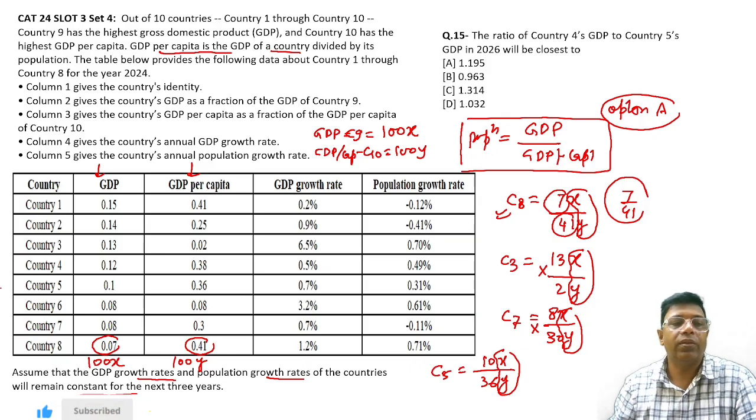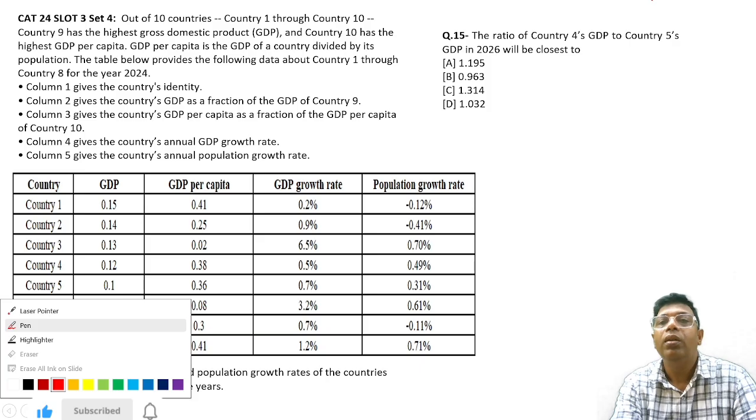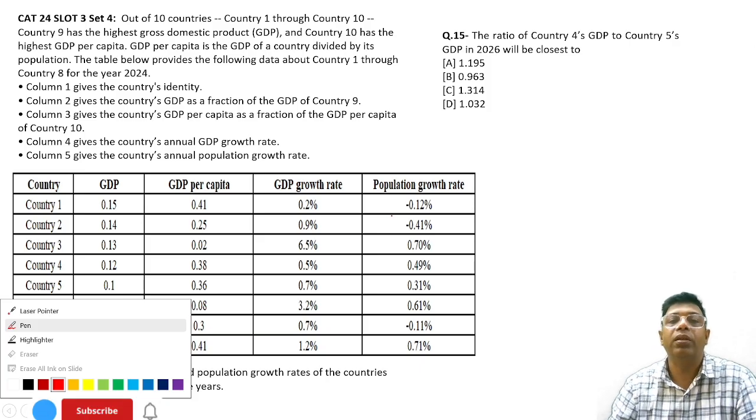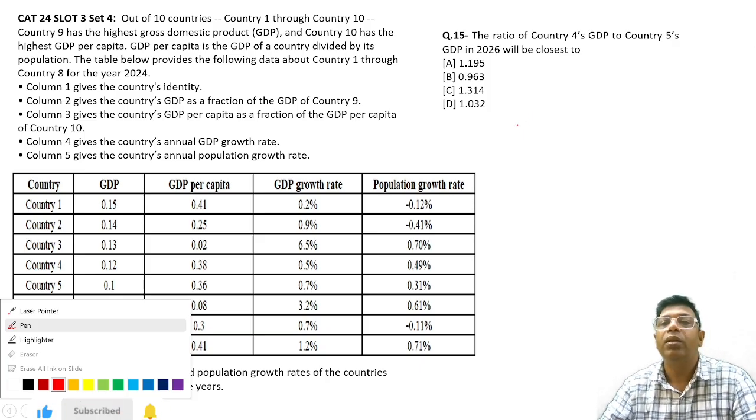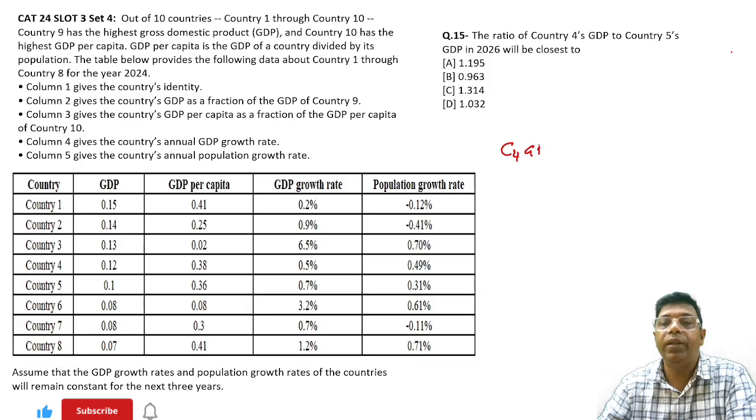Let me erase this. Now the next question says the ratio of country 4's GDP to country 5's GDP in 2026. Great. So let us try to calculate this. What I have to calculate is country 4's GDP to country 5's GDP in 2026.